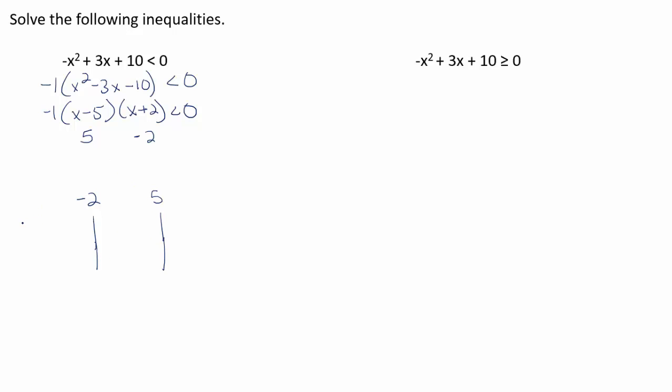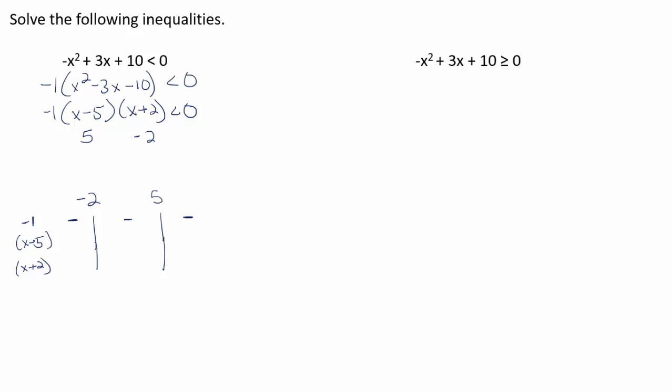Now, I have to account for my negative 1 out here. And then I have x minus 5 as a factor. And I have x plus 2. My negative 1 in every single interval is going to be negative. That's not going to change. But then I want to pick a number to the left of negative 2 to plug in here, and I'm going to use negative 3.